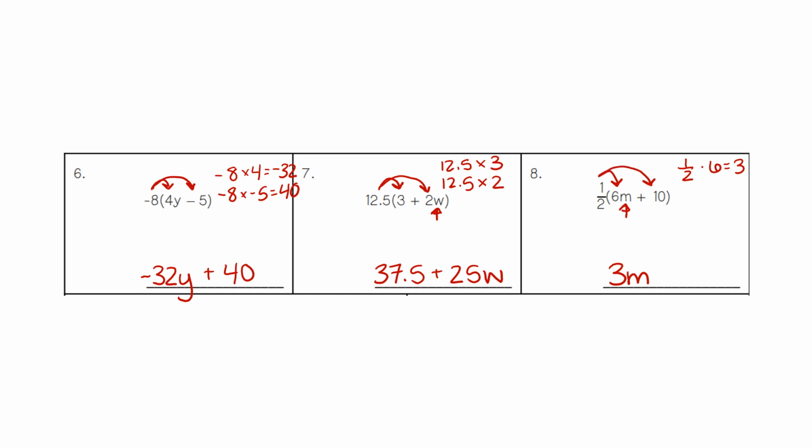We multiply again the 1/2 times 10. 1/2 times 10 gets us a value of 5. So 3m and positive 5 is our final answer.